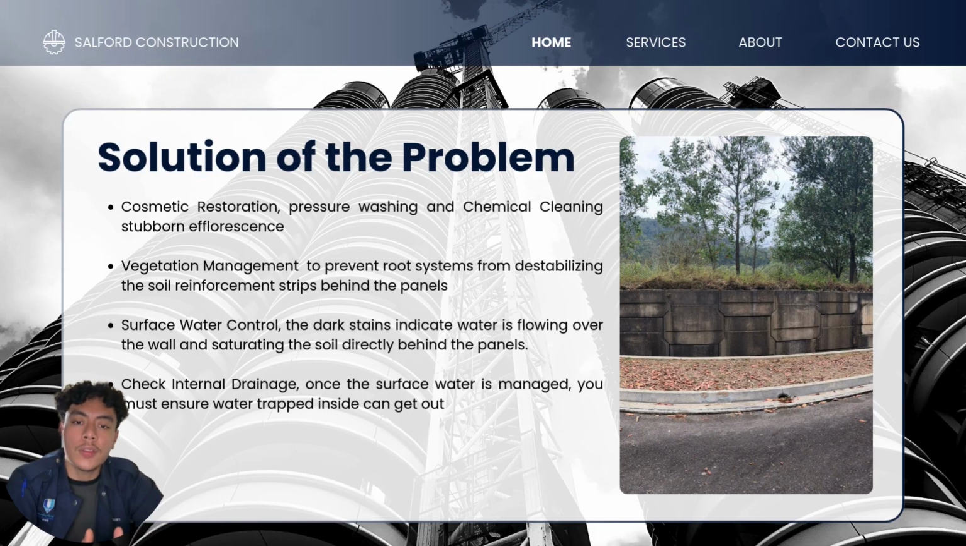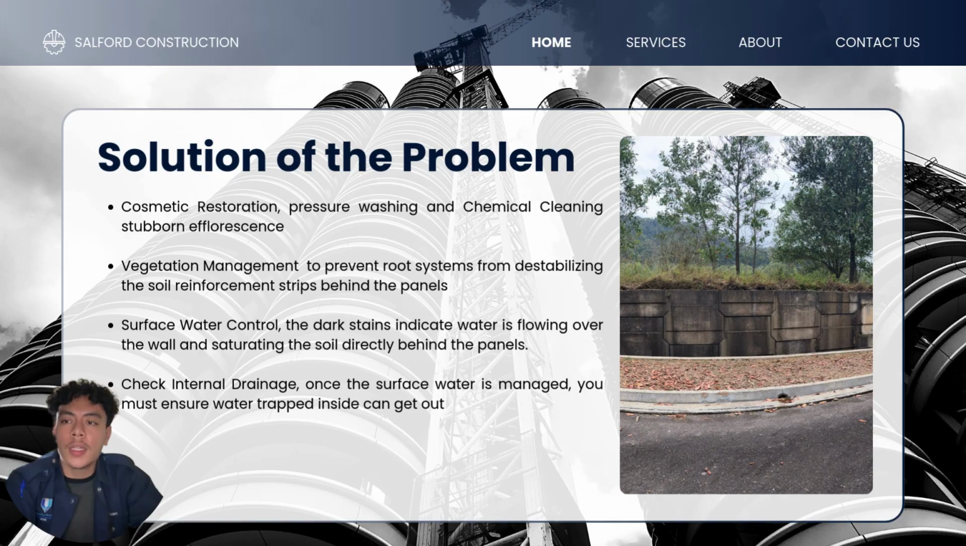And we can also prevent it with a root barrier, by removing the vegetation while it is still little, or installing a root barrier membrane at least 1 or 2 meters behind the wall face to force the roots downward rather than sideways into the wall structure.